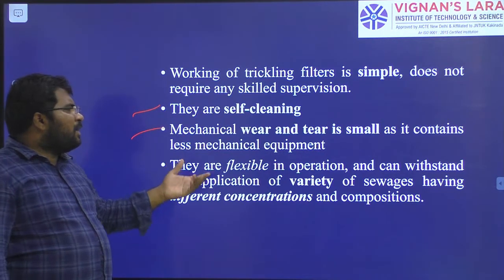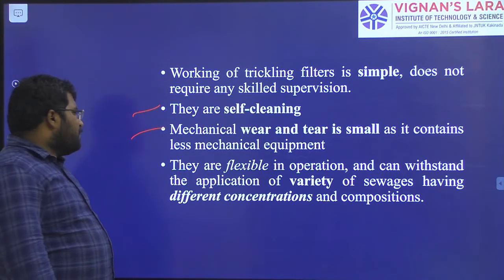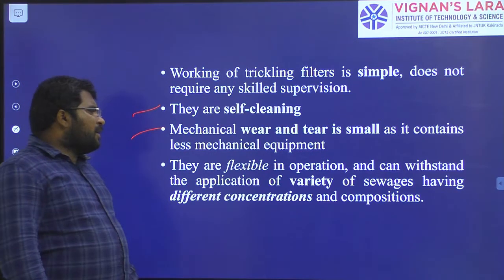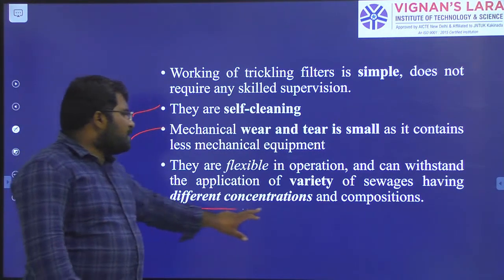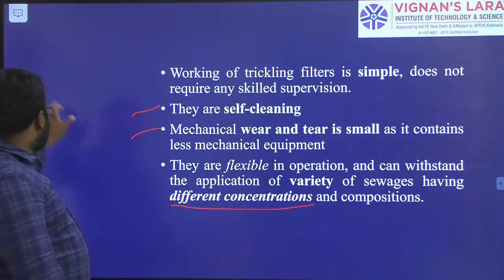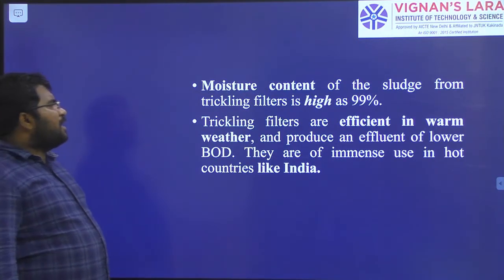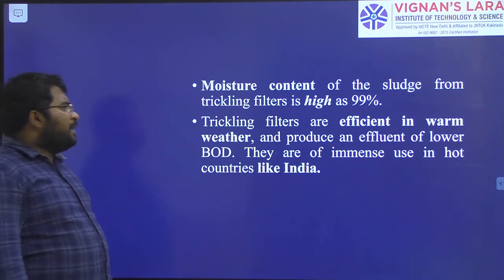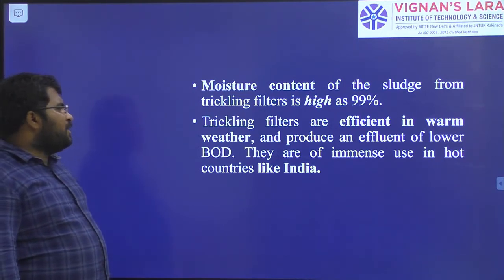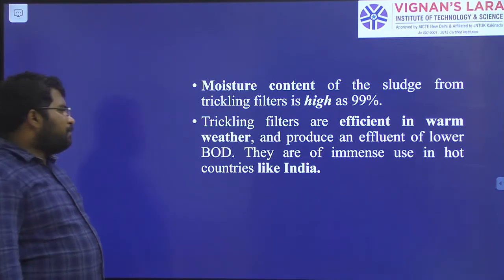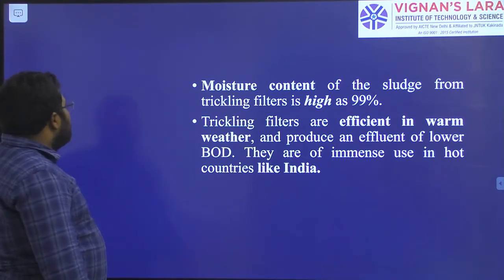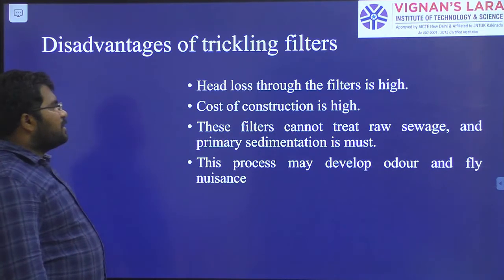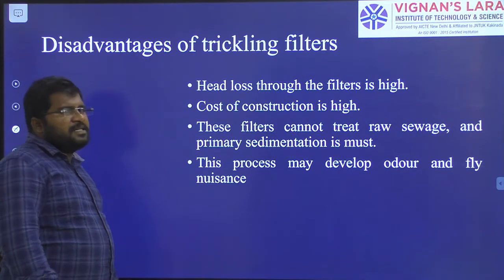Mechanical wear and tear is small as it contains very little mechanical equipment. They are flexible in operation and can withstand the application of a variety of sewages having different concentrations and compositions. Moisture content of the sludge from the trickling filter is as high as 99%. Trickling filters are efficient in warm weather and produce an effluent of lower BOD, so they are of immense use in hot countries like India.